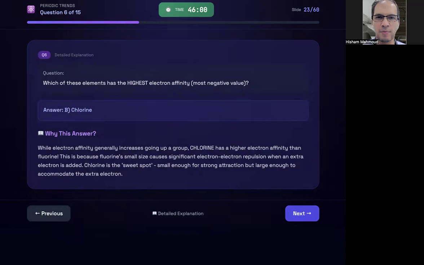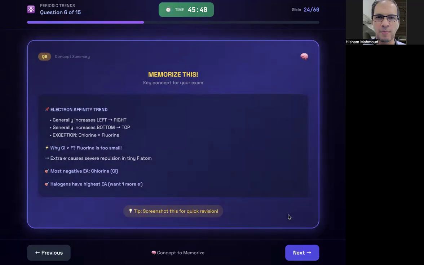So let's say as you go up a group, it should increase. So the fluorine should have higher affinity, but take care. The chlorine has higher affinity than the fluorine because the fluorine has a small size, so it's not able to attract more electrons, while the chlorine can do this easily. So memorize, generally the electron affinity increases from left to right and increases bottom to top.